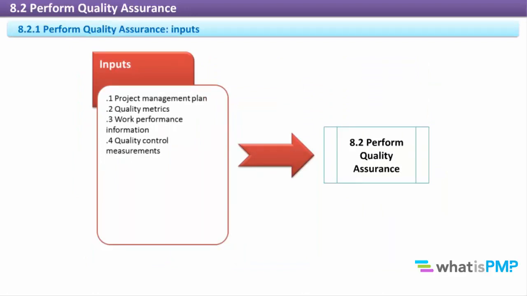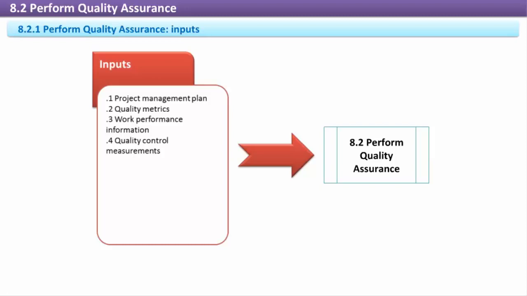Perform Quality Assurance: Inputs. Project Management Plan. The Quality Management Plan and the Process Improvement Plan are key to quality assurance. Quality metrics. Quality metrics are the specific quality goals the project must meet and how the quality control processes will confirm compliance. Quality metrics can include any type of applicable measurement, including defect rates, bug rates, failure rates, uptime, reliability, and coverage area.